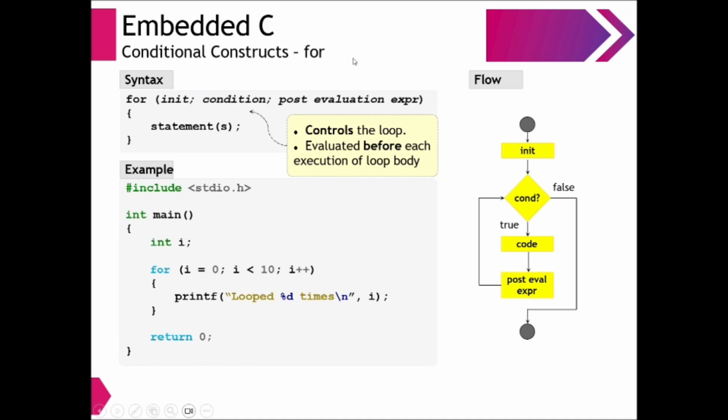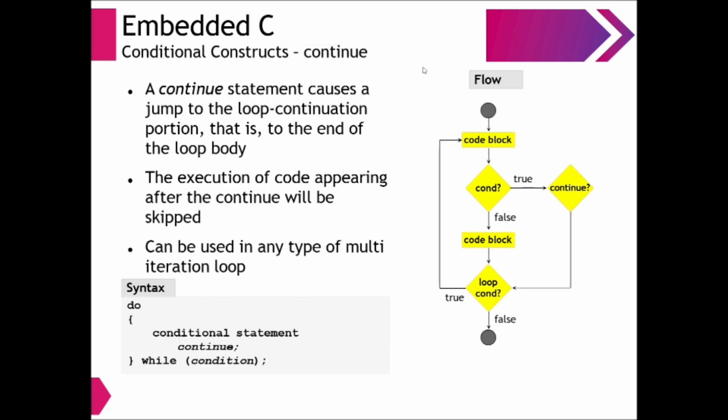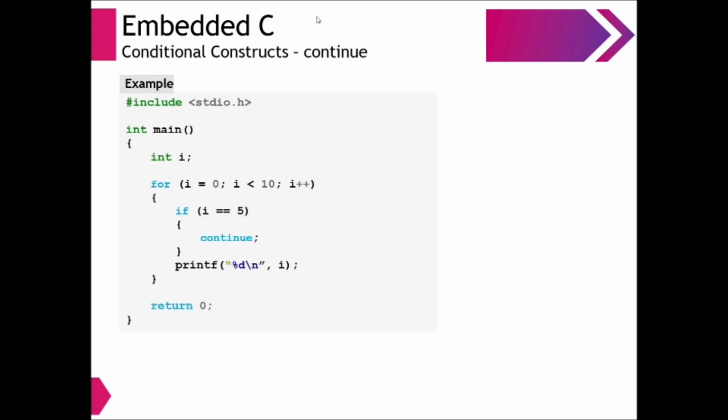Followed by that, we continue with the for loop. There is a syntax for the for loop, and there is a flow of the for loop example with a suitable program. Then we come to the continue statement. These are the flow graph and syntax for the continue statement, and an example of how it works with a suitable program.